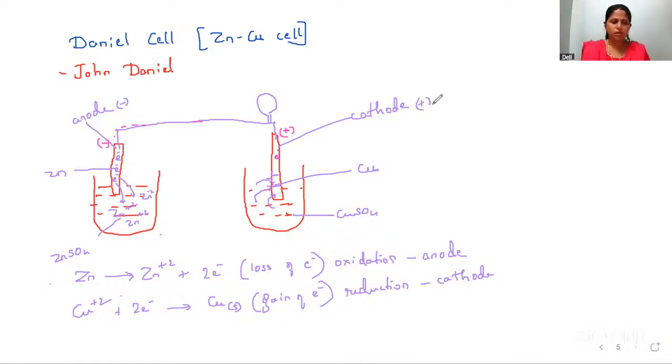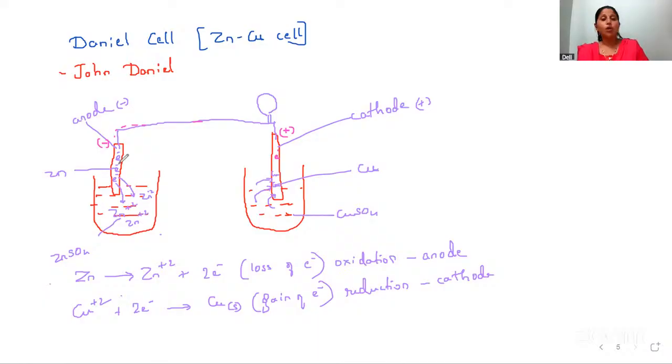Up to this, it is clear. So you will see that after some time, you will observe that this zinc rod is going on becoming thinner and thinner because Zn+2 ions are getting into the solution and Cu+2 ions are getting deposited on this, and therefore this rod goes on becoming thicker. So cathode goes on becoming thicker and anode goes on becoming thinner.